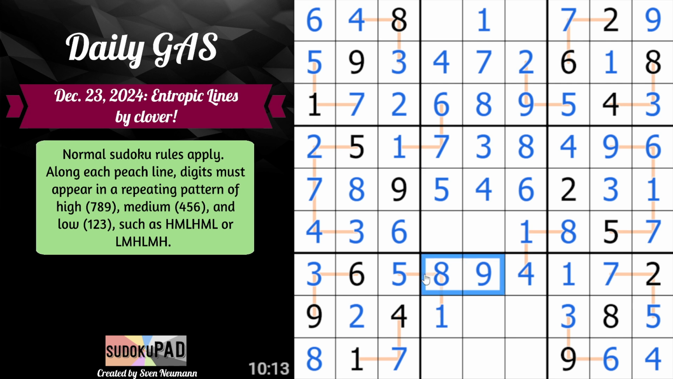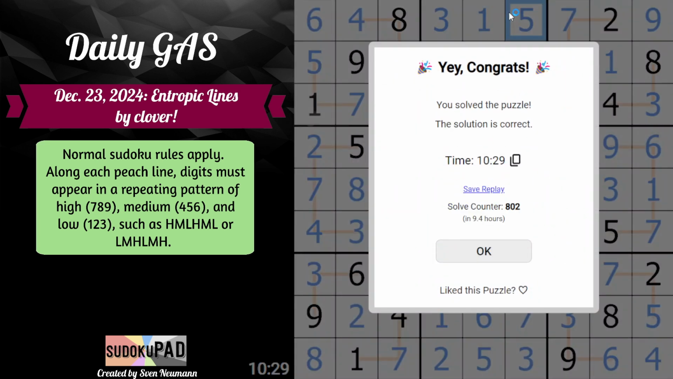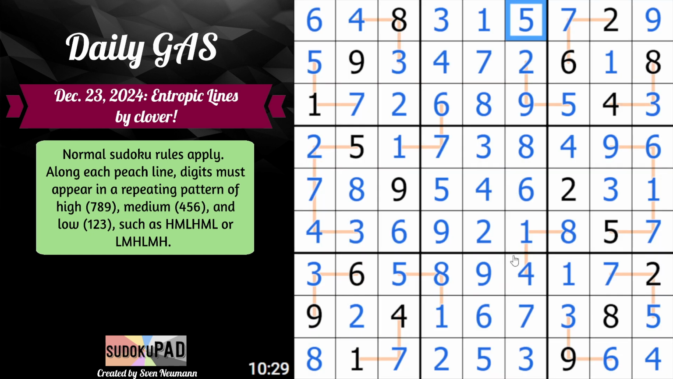Did I say this was 2, 9? No, this was 2, 9. I was like, wait a second, did I completely mess up? Nope. I just forgot one of the pairs. 6 and something, 6, 5. Then from the box, we still need 2. We need 3 and 7. And then the 3, 5 now is resolved. And we are done in 10 minutes and 29 seconds with entropic lines by Clover.